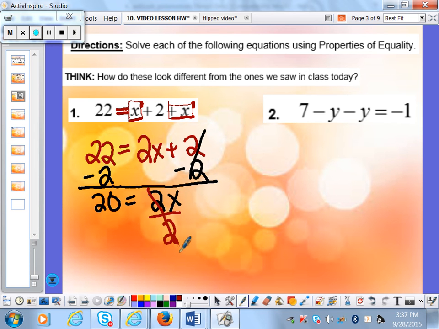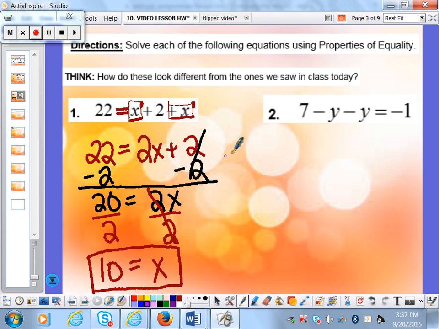I cross these out because 2 divided by 2 would leave me with 1x. Hopefully, you've seen by now that we don't need to put that 1 there. We can just put the x. Remember, whatever you do to one side, you must do to the other, and we get x equals 10. You do not need to check these tonight for homework. We are just solving.